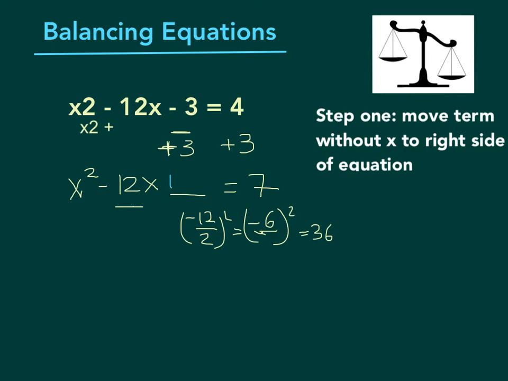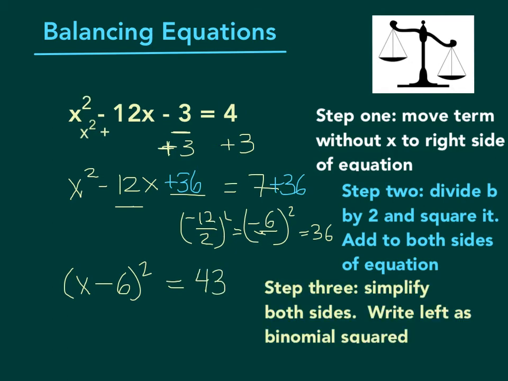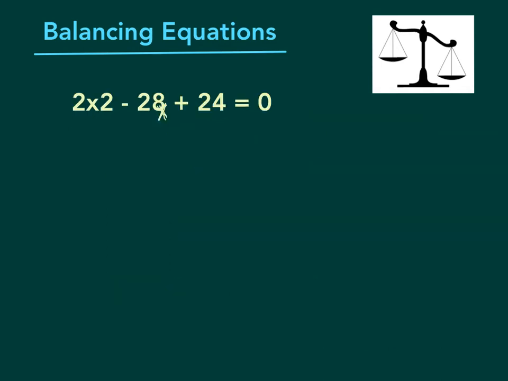So I'll add 36 to both sides. Make sure you do it to both sides. The last thing to do is just simplify everything. So on the left, I know I have x minus 6 squared. And remember that 6 can be found here as the number I originally squared to find that 36. It's really just b over 2. And then that equals 7 plus 36, so 43. And I'm done.